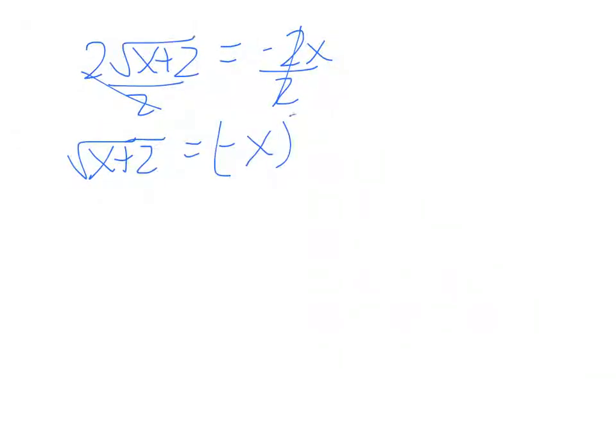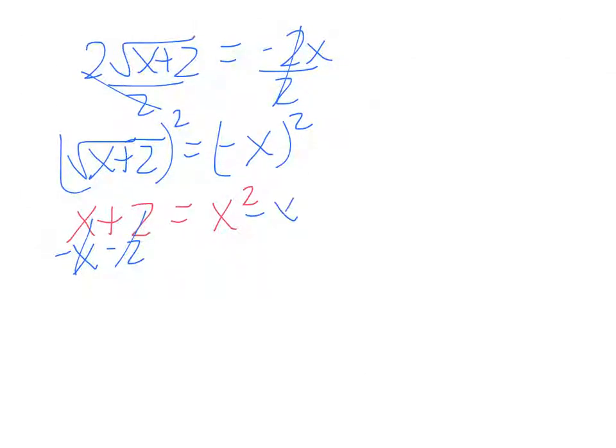And now we're going to square both sides. When we square both sides, over here on the left, we'll have the radicand, which is x plus 2, is now equal to negative x times itself, which would be x squared. We're going to bring the x and the 2 over. So now we have x squared minus x minus 2 equals 0. And from here, we are going to factor it out.